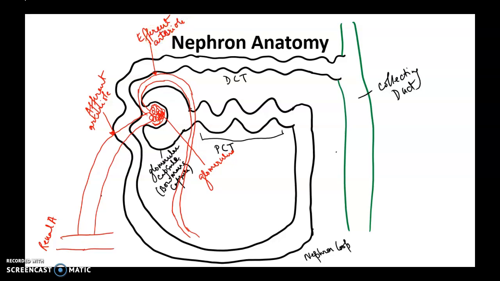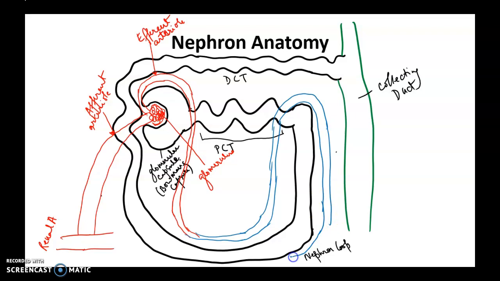Okay. And then the efferent arteriole will form a capillary network. I'm not drawing it as a capillary, I'm just kind of doing it as a blood vessel. And then this eventually joins to form the renal vein.